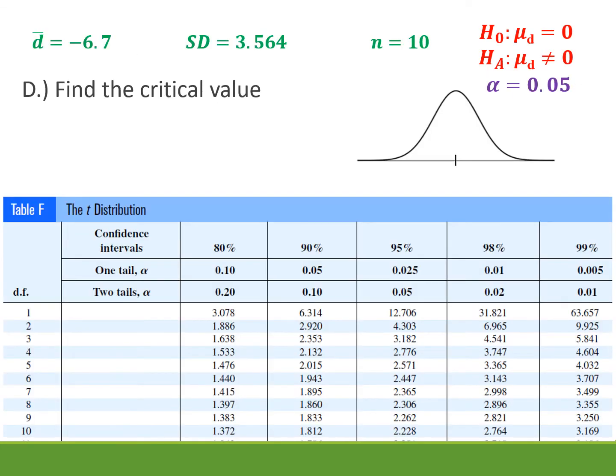Now, all this should seem familiar because we've done this problem before. We're going to find a critical value. It didn't give us an alpha level, so we'll default to 5%. We have a two-tailed test because that alternative hypothesis is a not equal to sign. 5% alpha. Degrees of freedom is 1 less than the sample size, so 9 degrees of freedom. It's going to put us at that value there, 2.262.